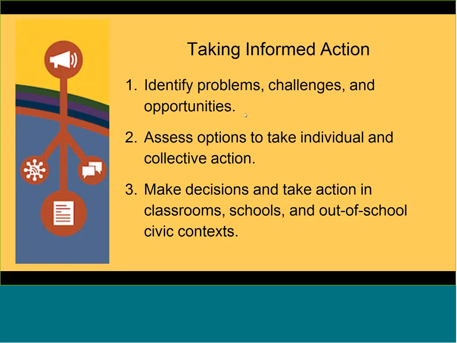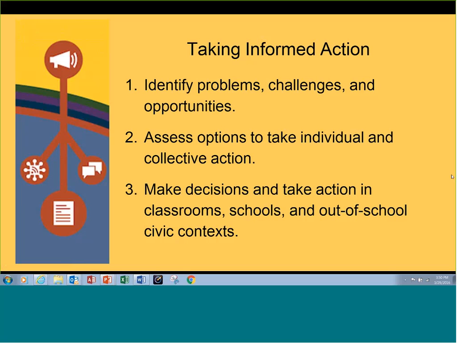So what we're looking at here is taking informed action. These are the indicators, broken down into the three main things that you do. Taking informed action is split across the three indicators. At all levels, we are asking students to identify problems within their classroom, schools, communities, nation, and the world. They are also asked to determine the challenges and opportunities associated with these problems. So the first taking informed action piece, the first indicator, is literally just identifying problems, challenges, and opportunities.